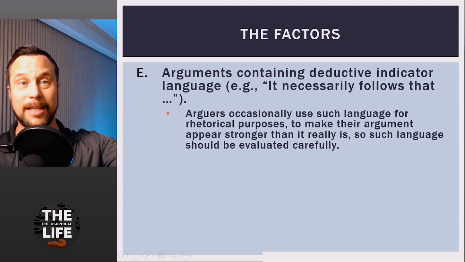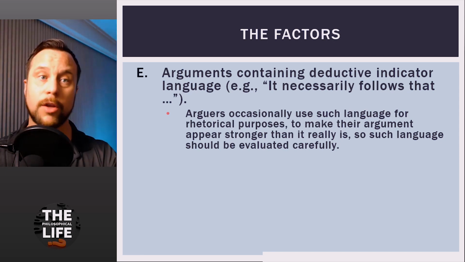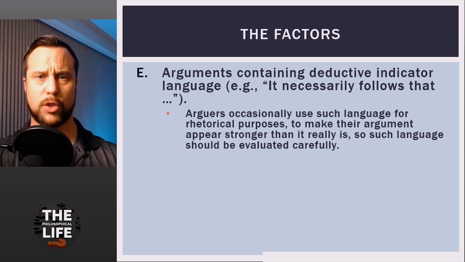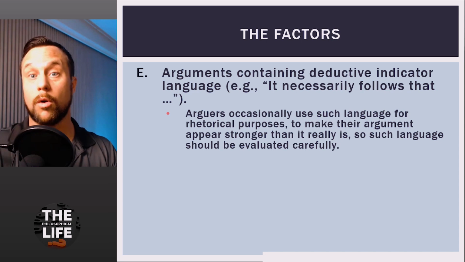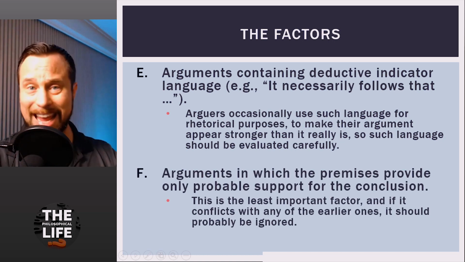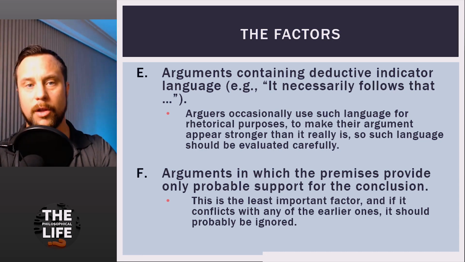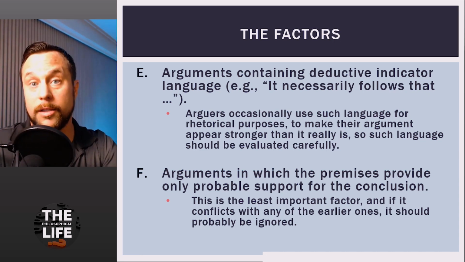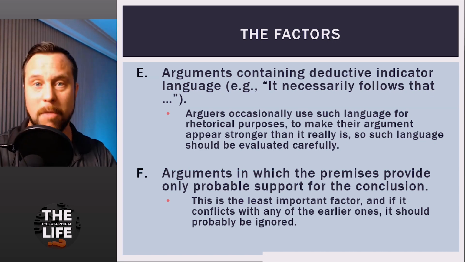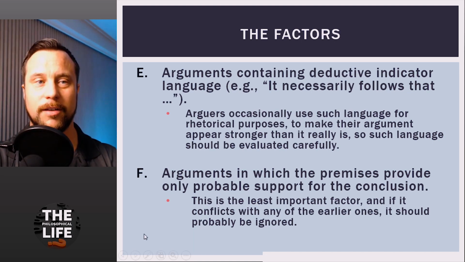E, arguments containing deductive indicator language. So it necessarily follows that. Arguers sometimes make these sorts of claims for rhetorical purposes to try to really make their point strongly, but oftentimes that's just a rhetorical flourish and it's not doing much work. So we do have to be careful. And then finally, F, arguments in which premises provide only probable support for the conclusion. It's the least important factor, but it's one to consider. And we're going to work through some examples to see exactly how this method A through F works in parsing out whether an argument is inductive or deductive.